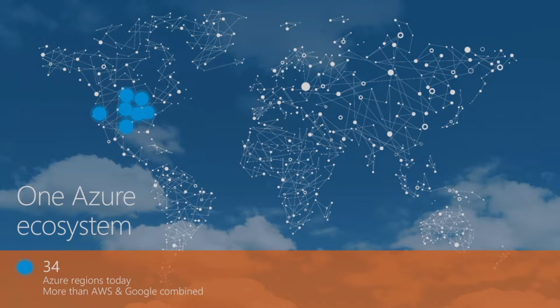And I think this slide is probably one of the most powerful of why Azure Stack could be fantastic for all of your businesses. So today we have 34 Azure regions, more than AWS and Google combined. And we are scaling that out as much as we can.